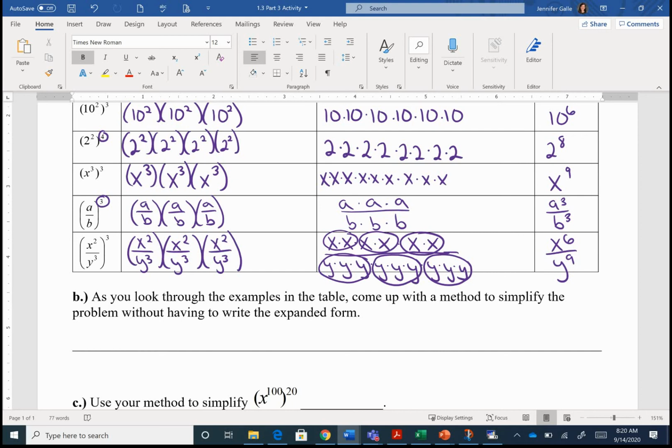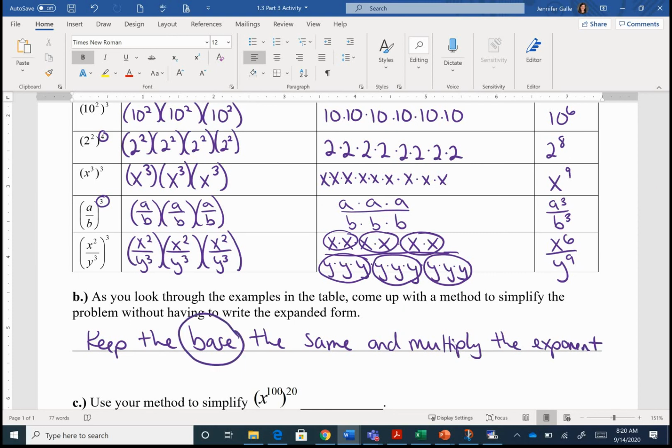Yes, I don't think I could have said it better myself. Keep the base the same and multiply the exponents. I really like that explanation, guys. I'm liking it as I walk around. And I saw a lot of people write things about the base. That's super important. It's super important for me to know not only am I multiplying the exponents, but that base isn't going to change. If my base is a 2, it stays a 2. If my base is a 10, it stays a 10.